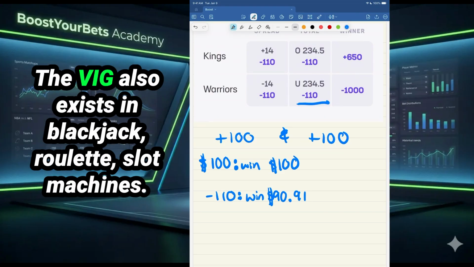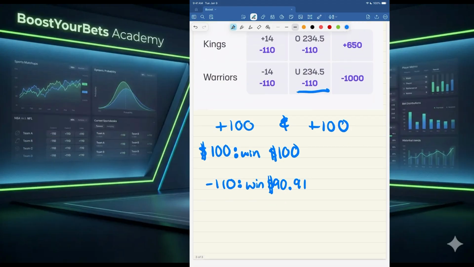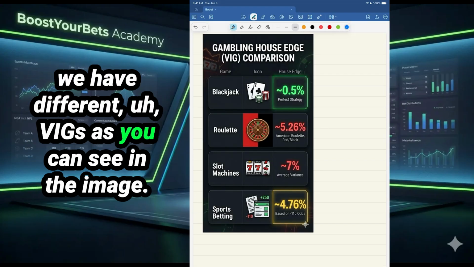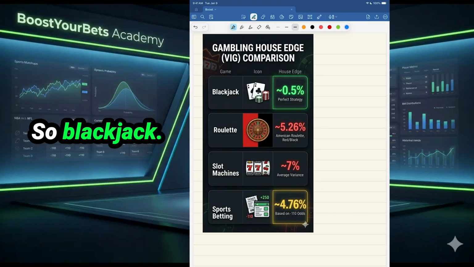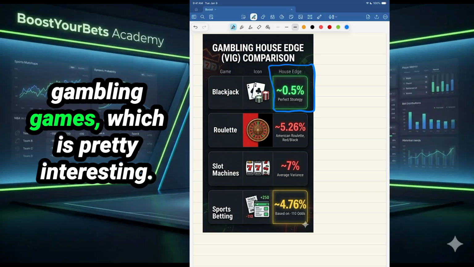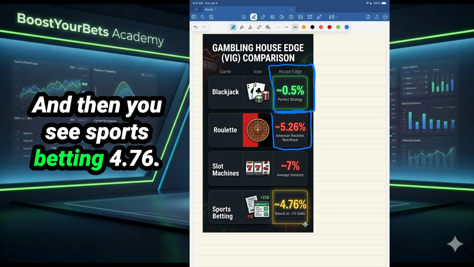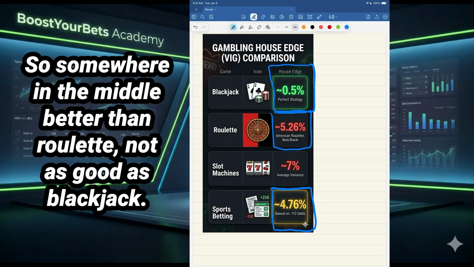The VIG also exists in blackjack, roulette, slot machines, and of course sportsbooks. We have different VIGs, as you can see in the image. Blackjack actually has one of the lowest house edges out of any of the gambling games, which is pretty interesting. Then you see roulette, betting on red and black, is at 5.26%. And then sports betting is 4.76%. So somewhere in the middle: better than roulette, not as good as blackjack.